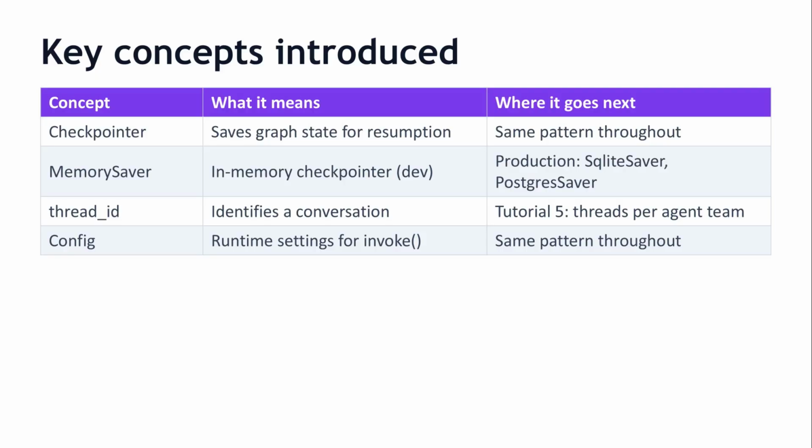Here are the key concepts from today. Checkpointer, MemorySaver, thread_ID, and config. The checkpointer pattern stays the same throughout the entire series. You'll use it every time you need memory. Thread IDs become even more important in Tutorial 5, where we'll have multiple agents that need to share context.